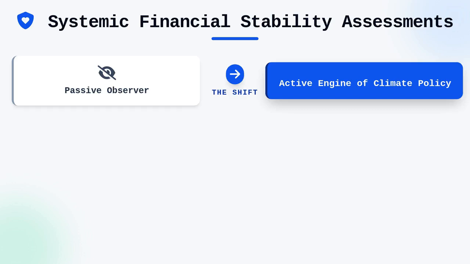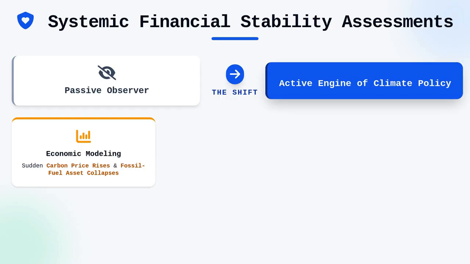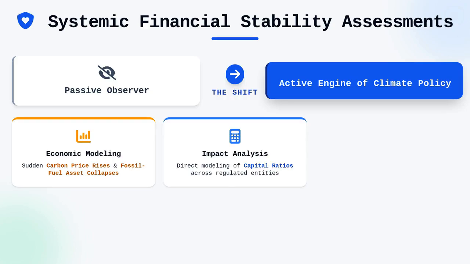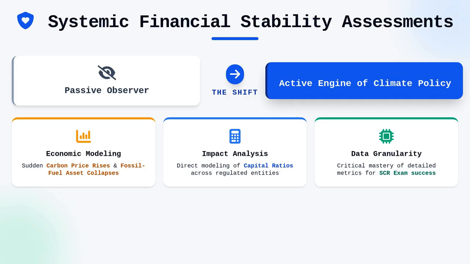When a central bank performs a climate stress test, they're essentially modeling how different economic outcomes, such as a sudden rise in carbon prices or a collapse in fossil fuel-dependent asset values, impact the capital ratios of regulated entities. This requires a level of data granularity that many institutions are only just beginning to develop, further demonstrating why your mastery of these metrics is critical for the SCR exam.